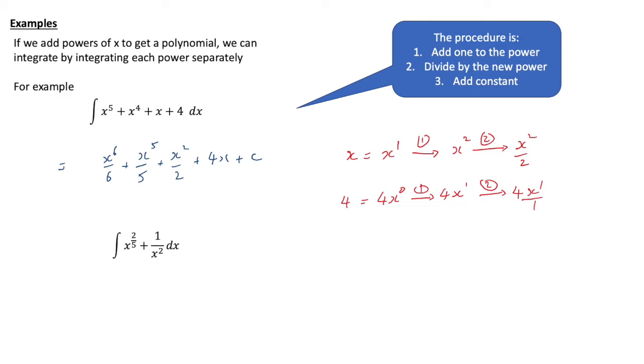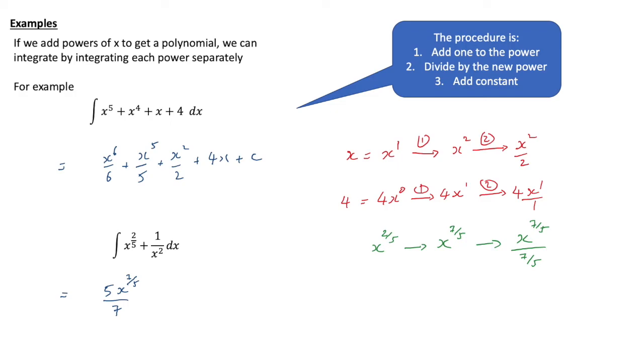Okay, another example, we have x to the power of 2 over 5 plus 1 over x squared dx. So looking first at x to the power of 2 over 5, we add 1 to the power. Now 1 is equal to 5 over 5, so that gives us 7 over 5 when we add the 2 over 5. We then divide by 7 over 5, but if we times the top and bottom by 5, that will then give us 5x to the 7 over 5 over 7.